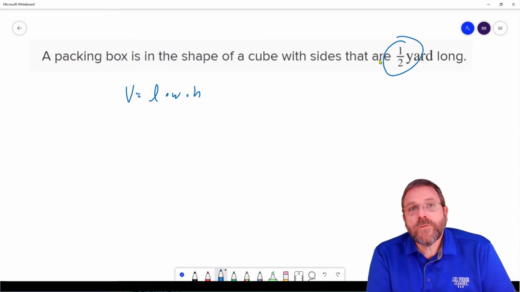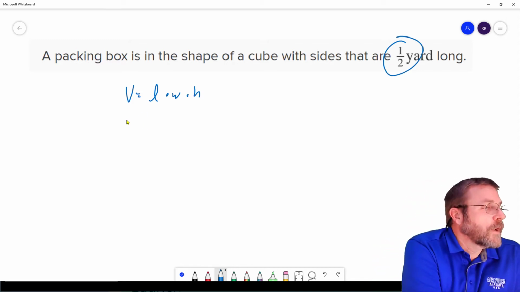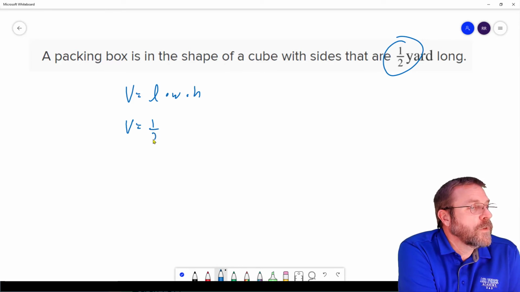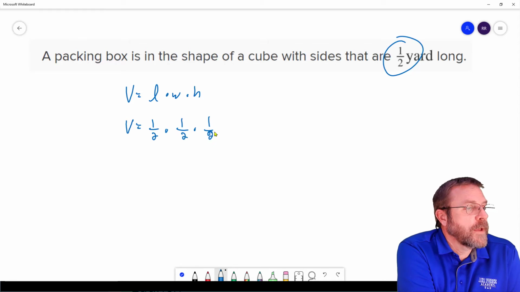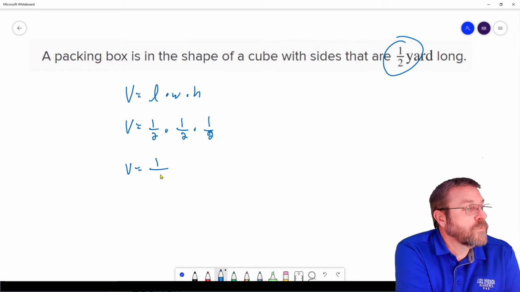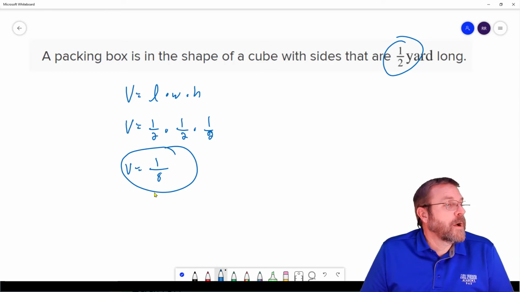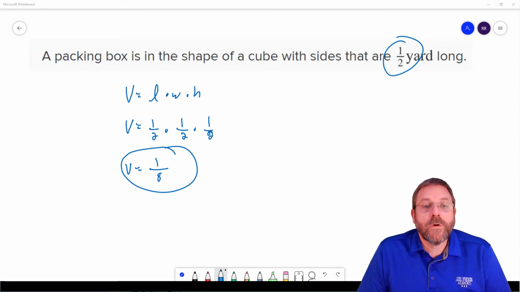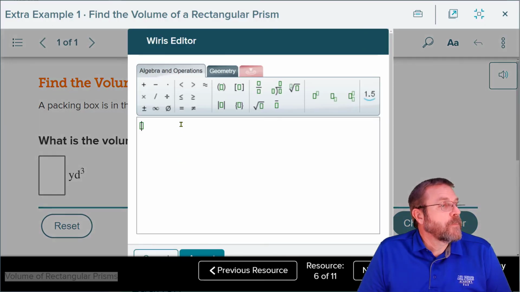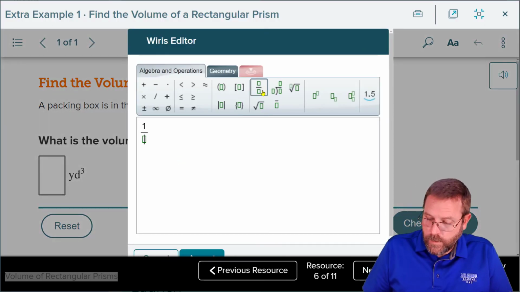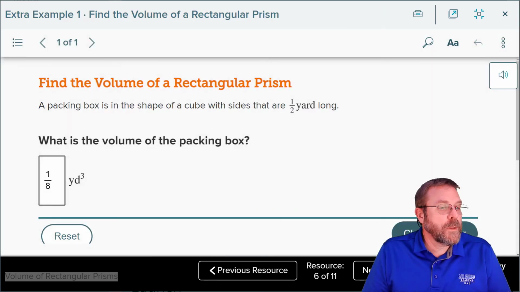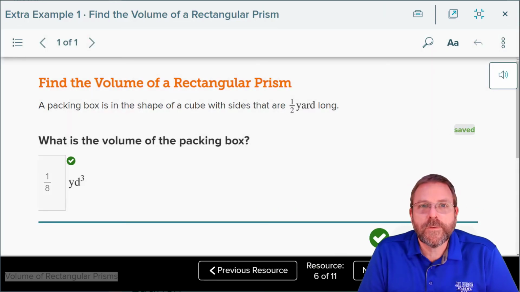All three of those sides are going to be the same, 1/2. So I could say from here, volume is equal to, the length is 1/2, the width is 1/2, and the height is 1/2. That means volume is equal to 1 times 1 times 1 is 1, 2 times 2 is 4, times 2 is 8. So the volume of that packing box is going to be 1/8 of a cubic yard. Jump back over here, type in our answer as a fraction, 1/8, and accept and check. That's all there is to doing this problem.